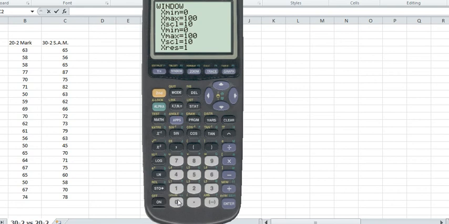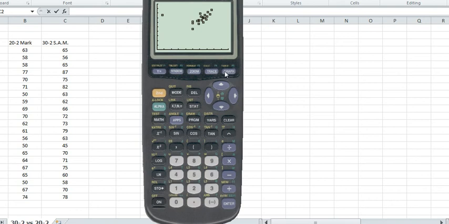And we're going to turn on the stat plot. So go second y equals to take you into the stat plot menu. Plot 1, turn it on. Make sure plot 2 is off. We had it on the other day, so it might still be on. And then you can hit graph.